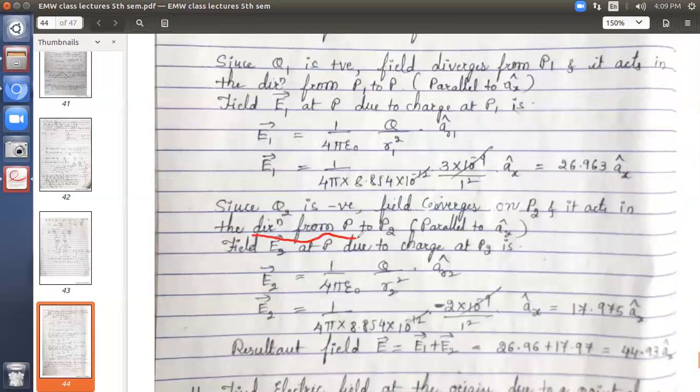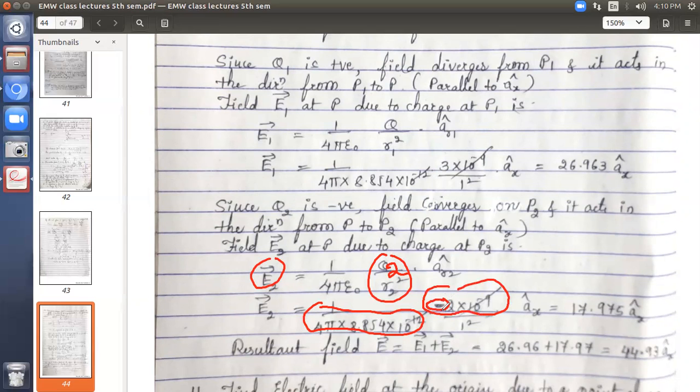So the direction is from P to P suffix 2, and again it is ax only, because there is only one distance, 1 meter. Okay. So the formula is E2 equals 1 by 4 pi epsilon naught, charge divided by the distance square. Charge, you can take it Q2, so Q2 by R2 square into aR2. 1 by 4 pi epsilon naught, constant values are there, put it. Q2 is given to you, 2 into 10 to the power of minus 9.